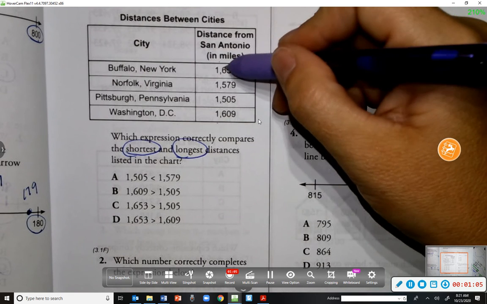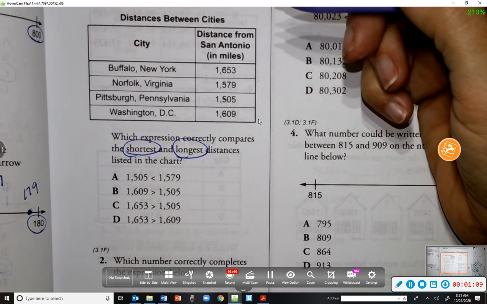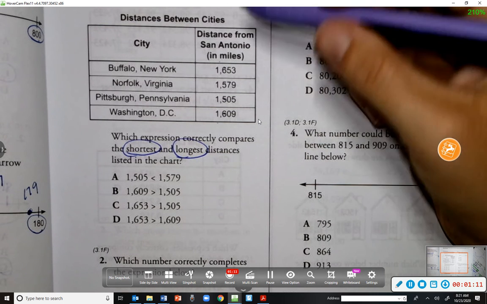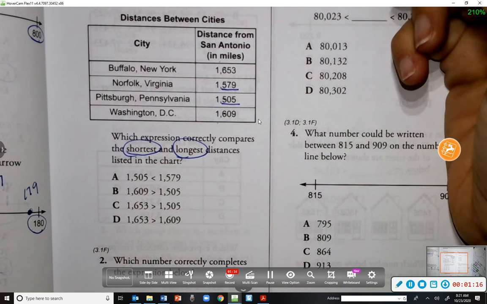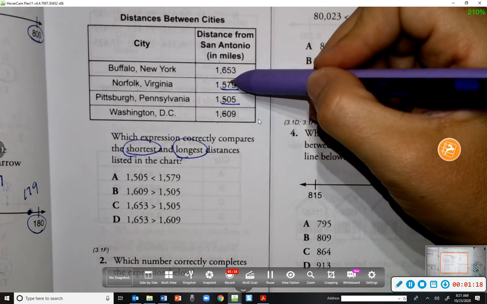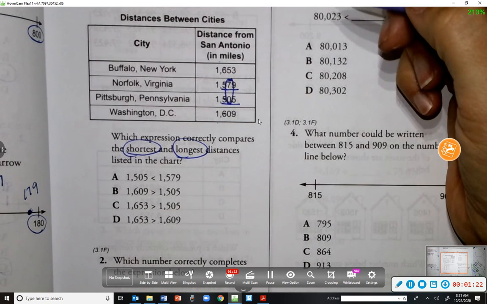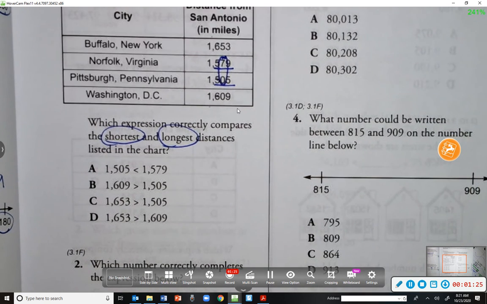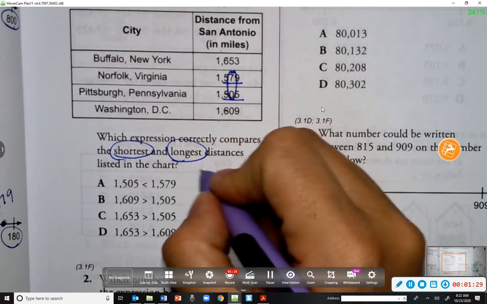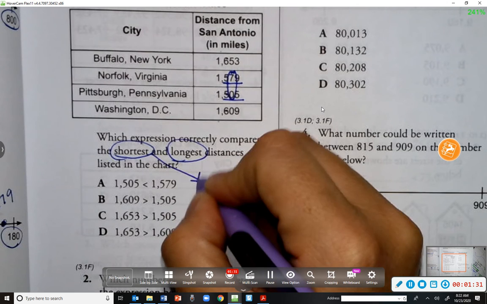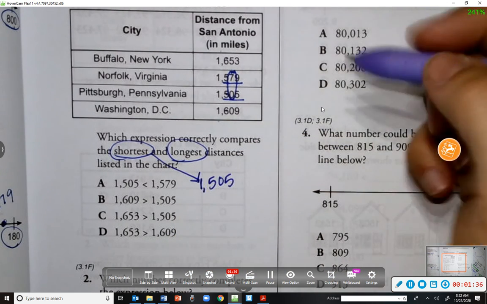Good. So now I see a 6, 5, 5, 6. Can I tell which one is the shortest? No, but we can narrow it down to the 2 with 5s in the hundreds. Okay? So now we go to the tens place. I see a 7 and a 0. Can I tell which one is the shortest? Yeah. Which one? The bottom one. The bottom one with a 0. So the shortest, 1,505. And now we need to figure out what is the longest.